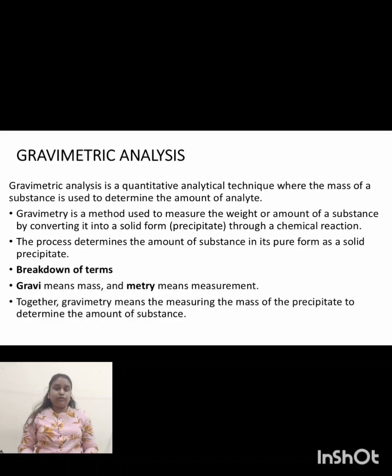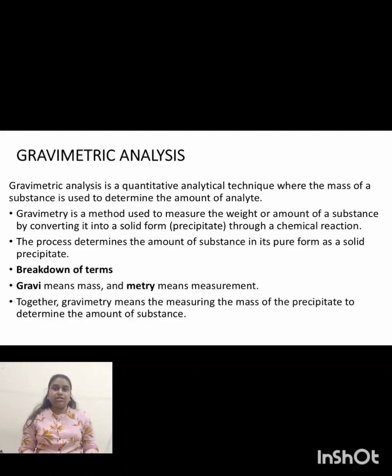There are two types of analysis: qualitative analysis and quantitative analysis. Qualitative analysis determines the identity of the constituent species present in the sample, whereas quantitative analysis determines how much of the constituent species is present in the sample. For example, gravimetric analysis, volumetric analysis and instrumental analysis. So, gravimetric analysis comes under quantitative analysis. Let's move on to our topic, gravimetric analysis.